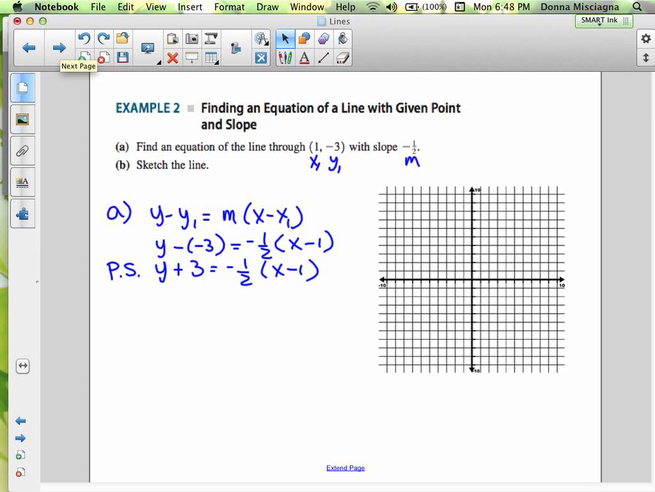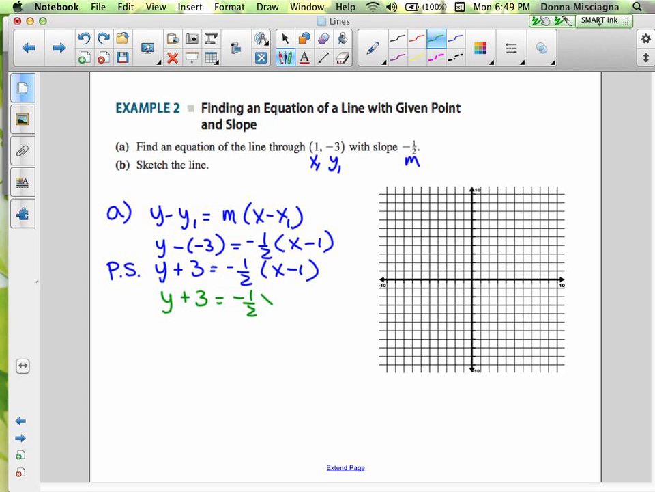Right? So if we were asked to find the equation in slope-intercept form, then we would simply distribute the negative 1/2 and isolate y. So in slope-intercept form, this equation would be y plus 3 equals negative 1/2 times x is negative 1/2 x. Negative 1/2 times 1 is positive 1/2. And then to solve for y, we would subtract 3 from both sides.